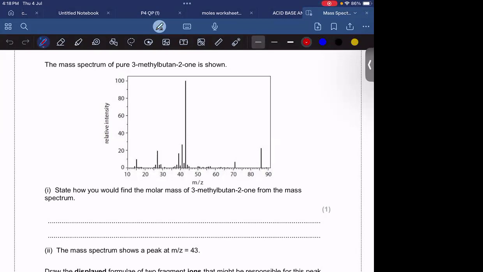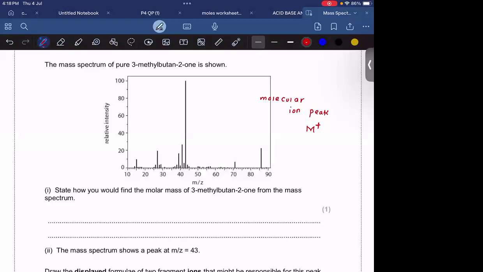So basically, in a mass spectrum, we have a few peaks. One of them is the molecular ion peak, represented by M plus. This is the molecular ion peak. The molecular ion peak is going to tell you the overall Mr of an unknown, the given molecule that is being analyzed through mass spectrometry.